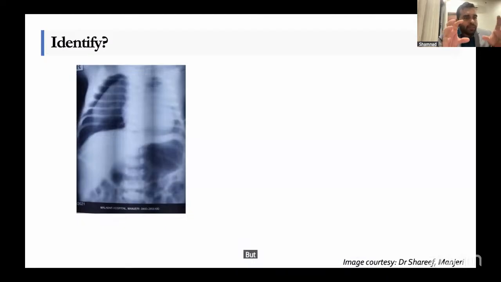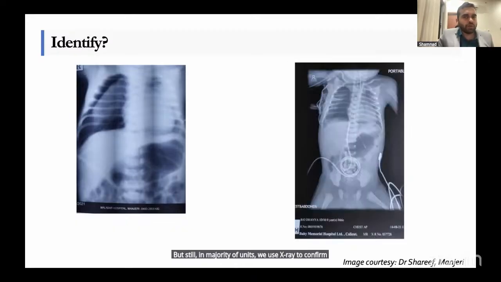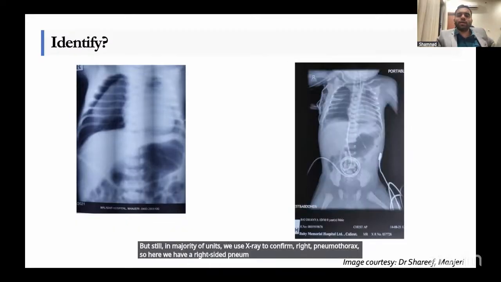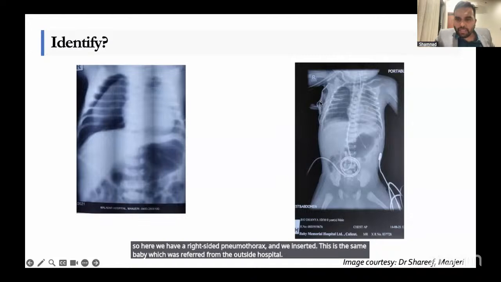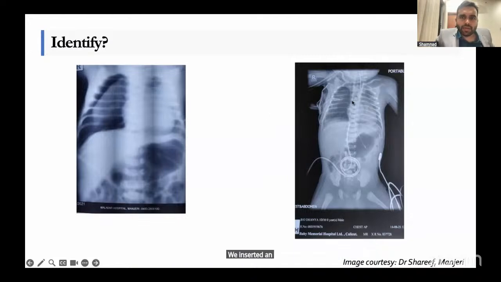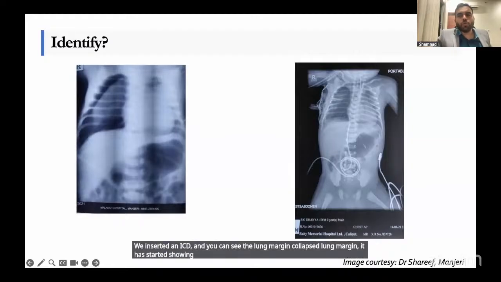But still, in the majority of units, we use X-ray to confirm a right pneumothorax. So here we have a right-sided pneumothorax, and we inserted an ICD. This is the same baby which was referred from the outside hospital. You can see the collapsed lung margin. It has started showing signs of improvement.